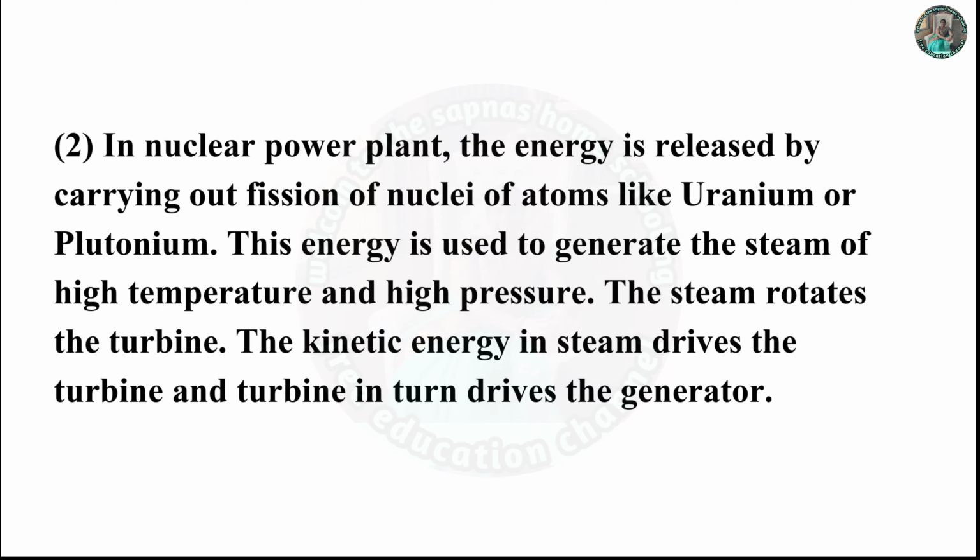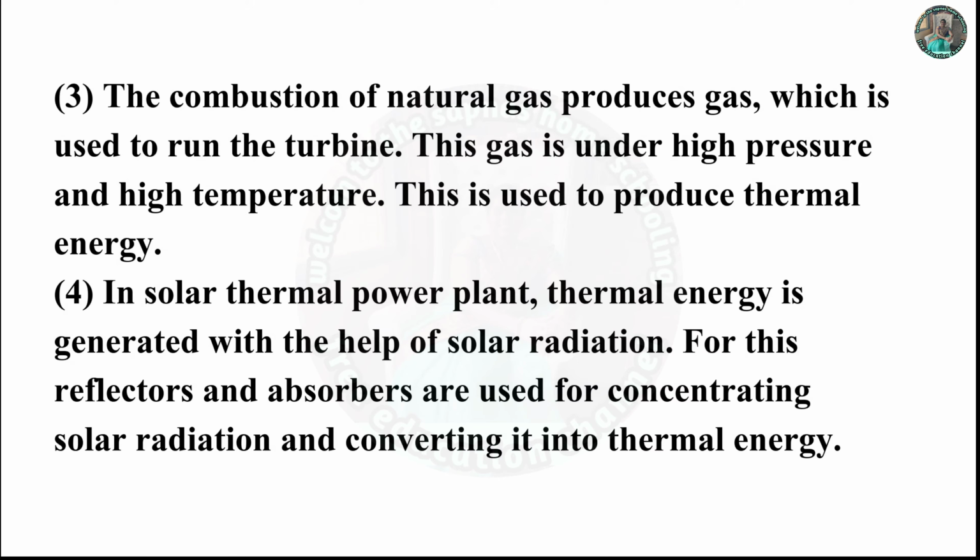The steam rotates the turbine. The kinetic energy in steam drives the turbine and turbine in turn drives the generator. The combustion of natural gas produces gas which is used to run the turbine. This gas is under high pressure and high temperature. This is used to produce thermal energy. Fourth, in solar thermal power plant, thermal energy is generated with the help of solar radiation. For this, reflectors and absorbers are used for concentrating solar radiation and converting it into thermal energy.